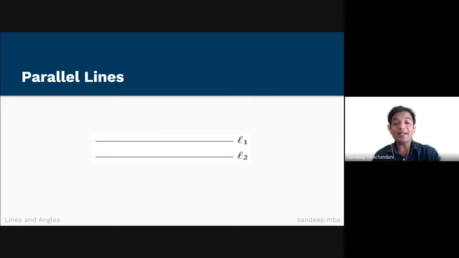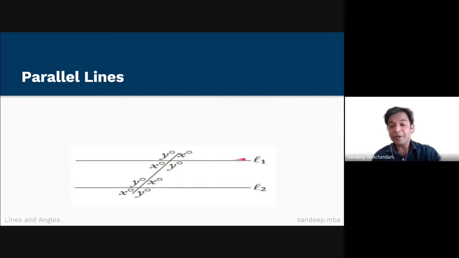If two lines that are in the same plane do not intersect, then the two lines are said to be parallel lines. In this figure, line L1 and line L2 are in the same plane, and no matter how much you extend them, they are never going to intersect. Therefore, they are called parallel lines. In this figure, line L1 is parallel to line L2 and it is intersected by a third line. This third line is called the transversal, and angle Y plus angle X is equal to 180 degrees.